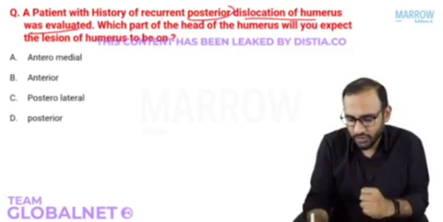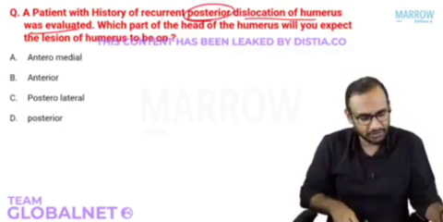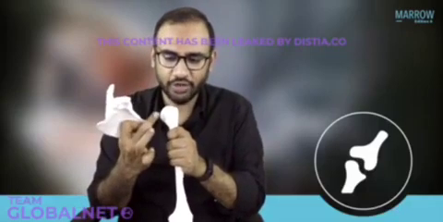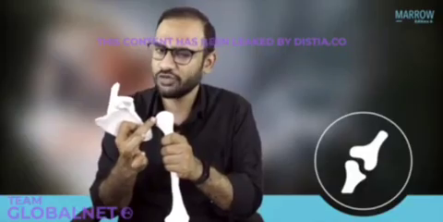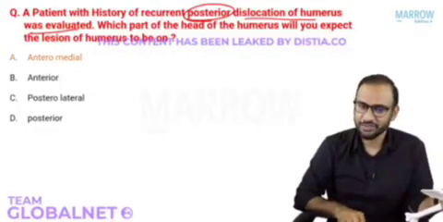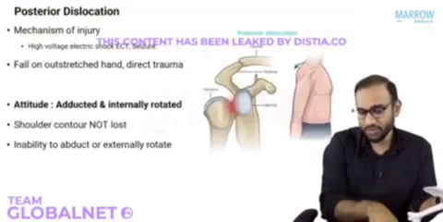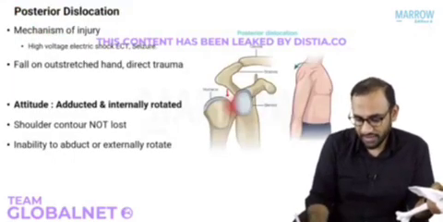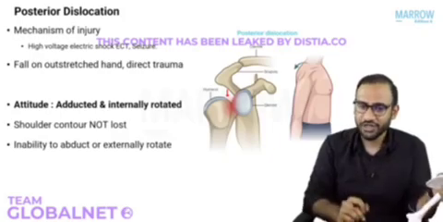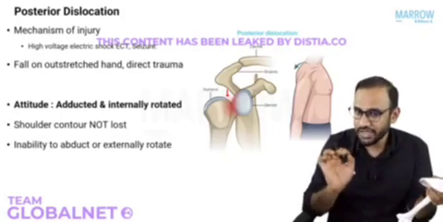So in posterior dislocation, where will you get the Hill-Sachs lesion? Right, you will get it on the anteromedial aspect of the head of the humerus, right? So the answer should be anteromedial aspect of the head of the humerus. Please recall, in posterior dislocation, the anteromedial aspect of the head of the humerus will come and hit the glenoid to get an indentation or excavation. That is your reverse Hill-Sachs lesion.